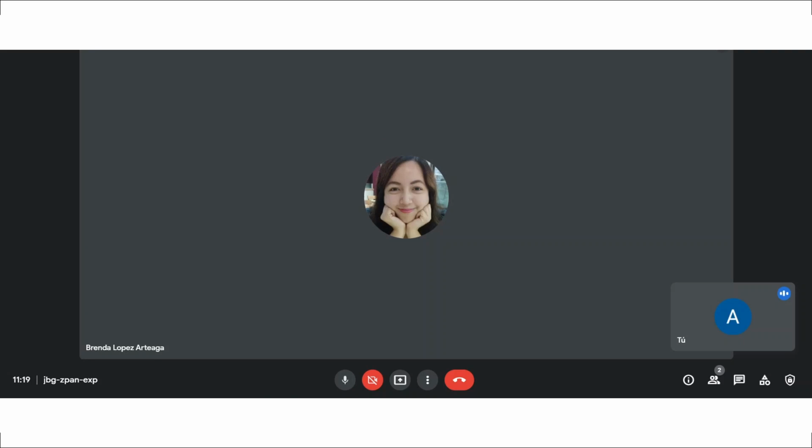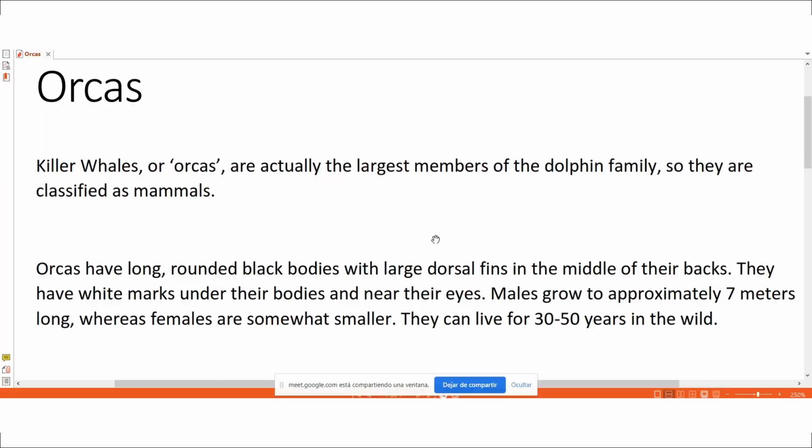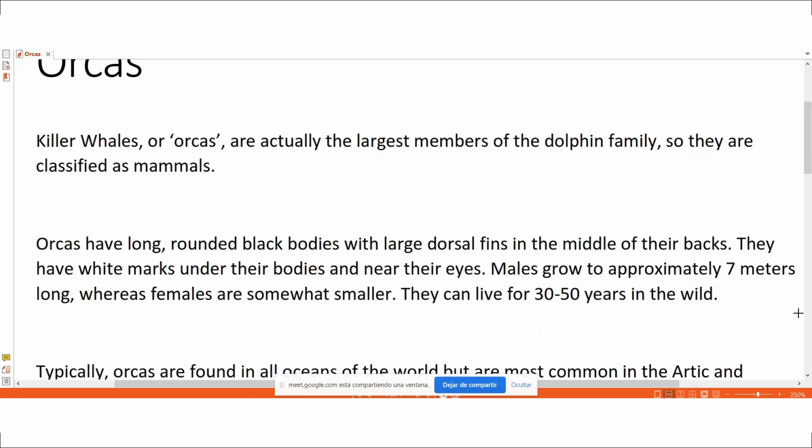So now what we are going to be doing is we're going to read the text. All right? And you're going to help me with that. So let's begin. You start with orcas. Orcas, killer whales, or orcas, are actually the largest members of the dolphin family. So they are classified as mammals. Very good. Keep going.